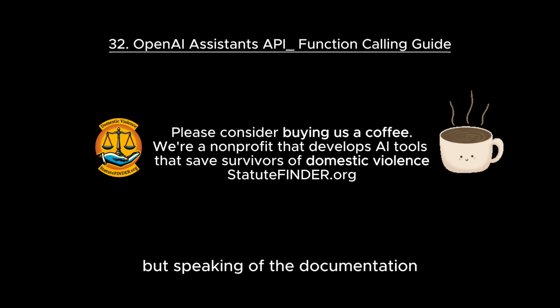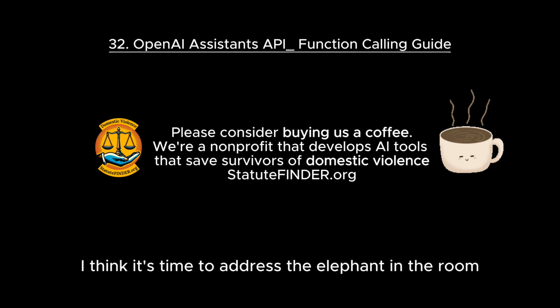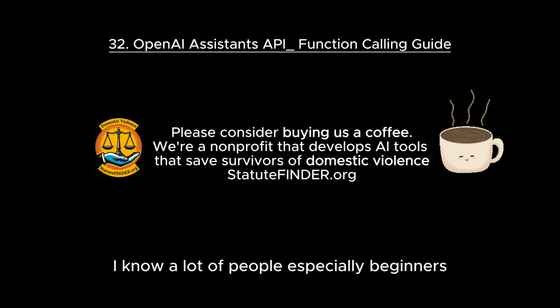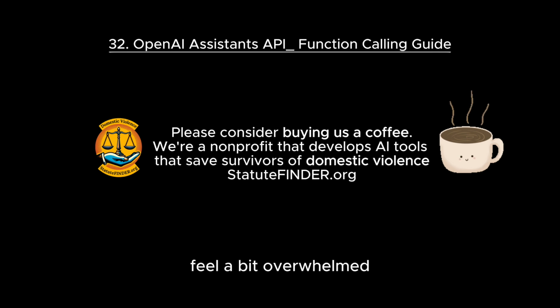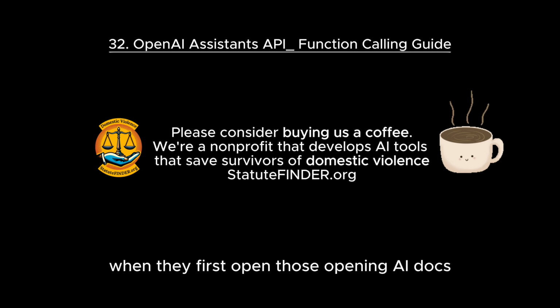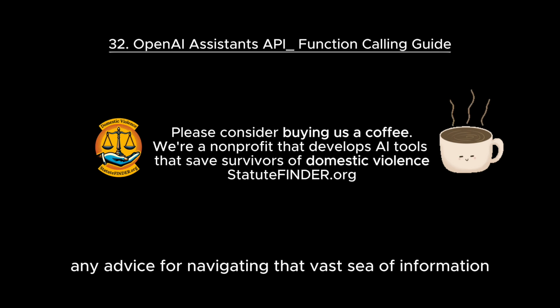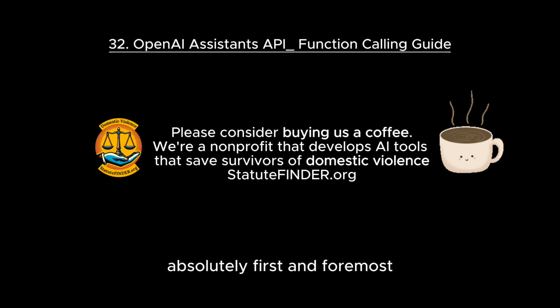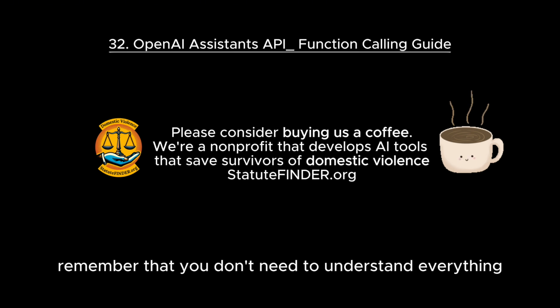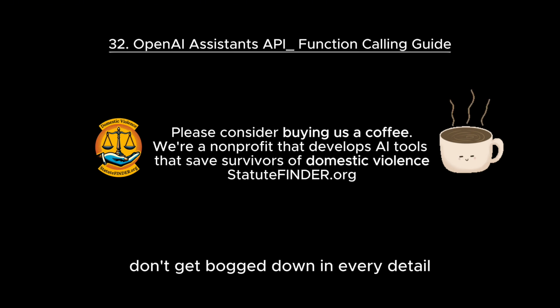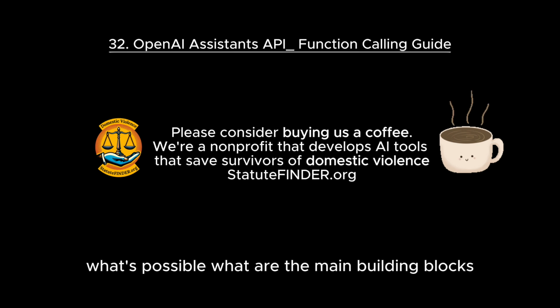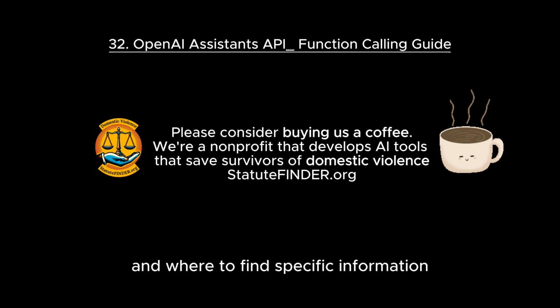Yeah. But speaking of the documentation, I think it's time to address the elephant in the room. I know a lot of people, especially beginners, feel a bit overwhelmed when they first open those OpenAI docs. Any advice for navigating that vast sea of information? Absolutely. First and foremost, remember that you don't need to understand everything on the first pass. Don't get bogged down in every detail or try to memorize every concept. Start by getting a sense of the big picture: what's possible, what are the main building blocks, and where to find specific information when you need it.